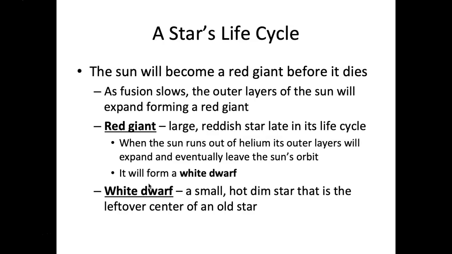And what will take place is that the sun will actually run out of the helium in its outer layers as those continue to expand, and eventually they will leave the sun's orbit. What will be left behind after the red giant is going to be a white dwarf. A white dwarf is going to be a smaller, hotter, dim star that is the leftover center of an old star. And so eventually we'll go to a red giant and then maybe a white dwarf after that.